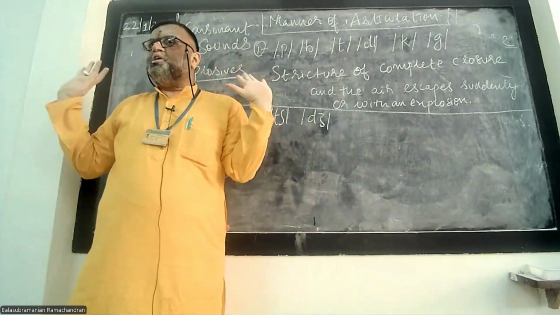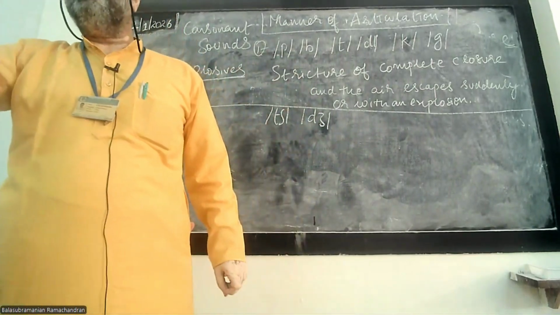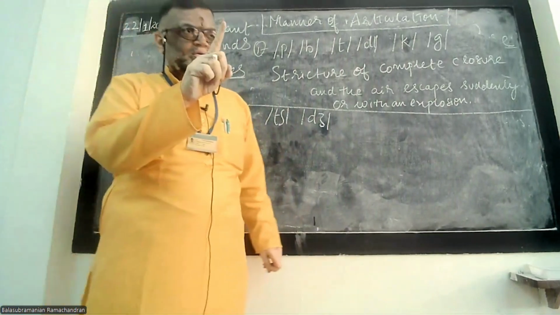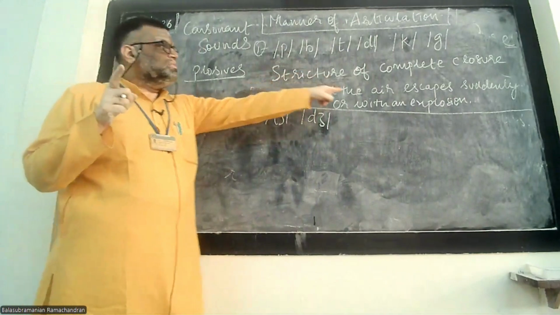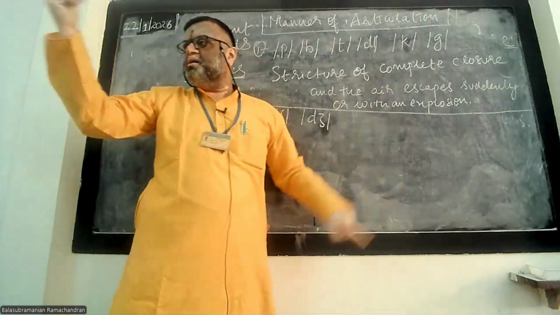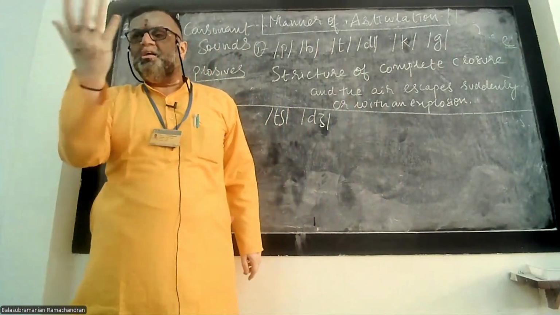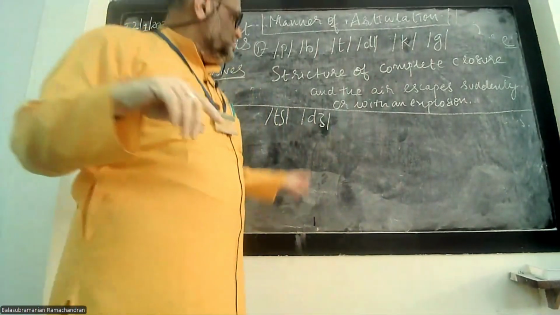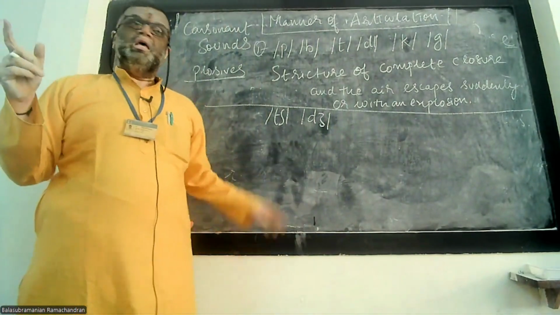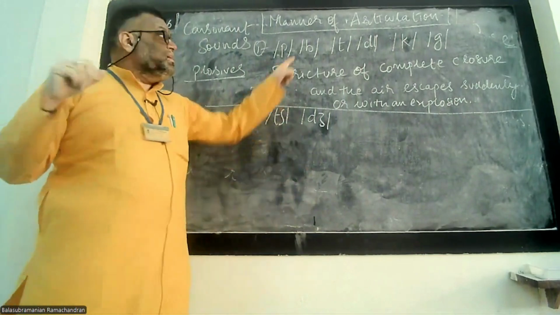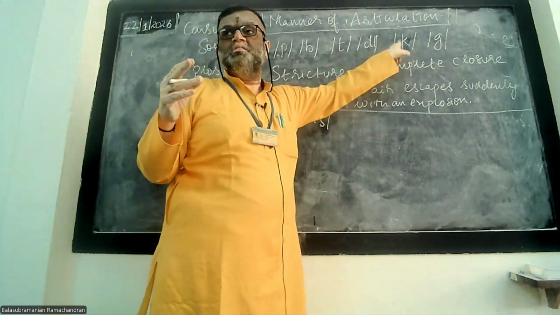There is a complete closure. Observe, I am not releasing the air. But when I release the air, just as I did for the plosives, I am not doing it here. That is, the air does not escape suddenly. There is a prolonged release or a delayed release of the air. I'm not saying cha, cha, sharply. Even if I say cha, cha, it doesn't come out with the kind of explosion that these six sounds come out with.